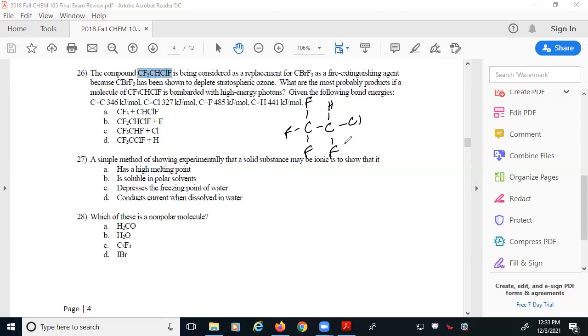That's the compound. The question is, which bond gets broken? Do we break this one? Do we break this one? Do we break this one? Or do we break this one? Based off of the energies, we can see that this green bond, the carbon to chlorine bond, is the easiest one to break. Since it's the easiest one to break, that's the one that takes off. The chlorine atom is going to be left behind. And the remainder is going to be left behind as well.